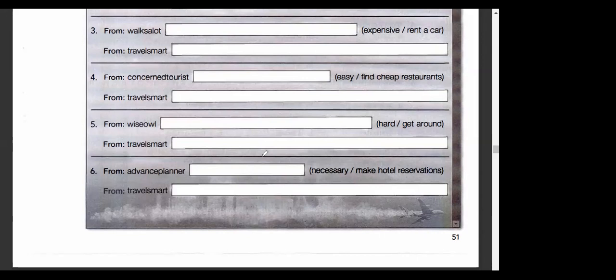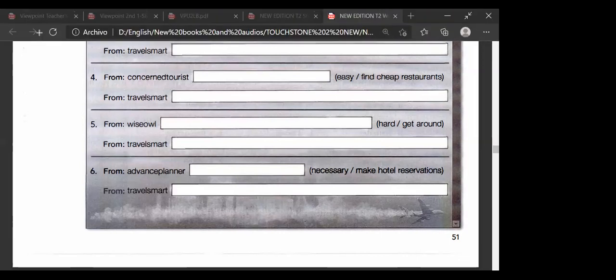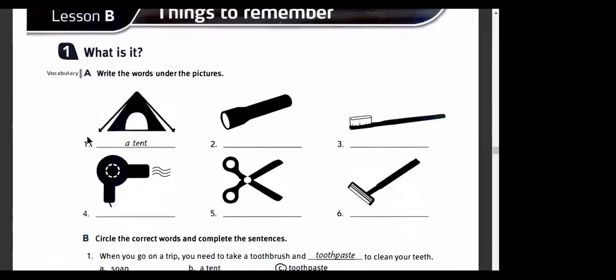Okay. The answer, maybe no, because there are not many tourists because of the pandemic. Yes. Okay. Next. Can you write all the names, please? Okay.